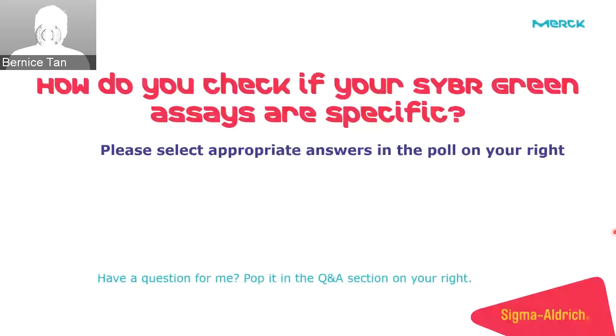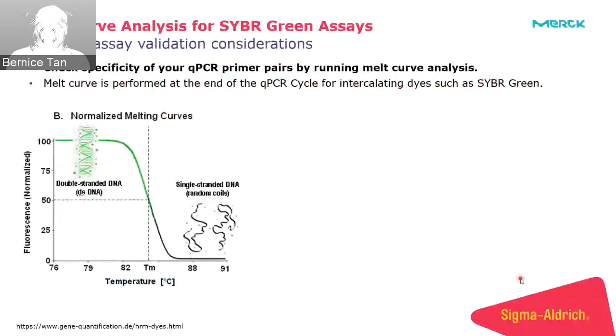Okay, so let's review the answers to this poll. I'm so glad a lot of you are listening. Perfect. So, to check the specificity of your qPCR primers, if you're doing SYBR Green assays, you run a melt curve analysis or run it on an agarose gel post-analysis.